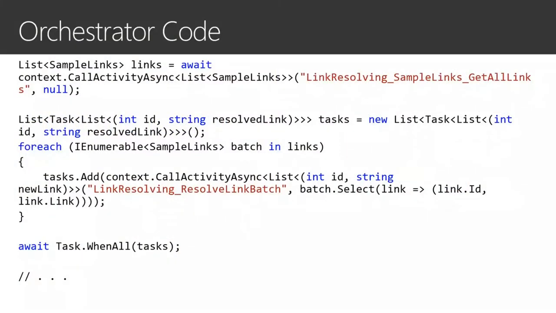So that was my orchestrator code way back in the day. If we're looking at this real quickly, we're going to see that we get all links. All right, we're retrieving a list. And from that list, I'm going through a loop and I'm queuing up tasks. I'm not doing an await. So I'm basically doing a fan out, fan in. And I wait for all of them.